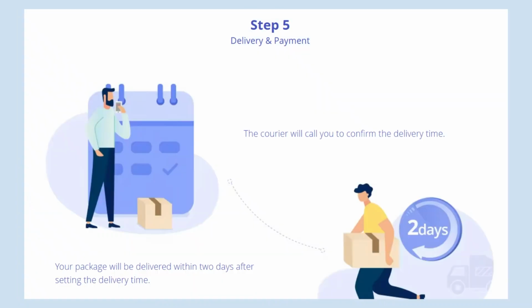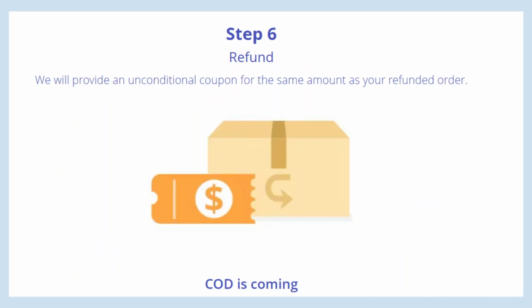The courier will call you to confirm the delivery time. Your package will be delivered within 2 days after setting the delivery time. It will provide an unconditional coupon for the same amount as your refunded order.